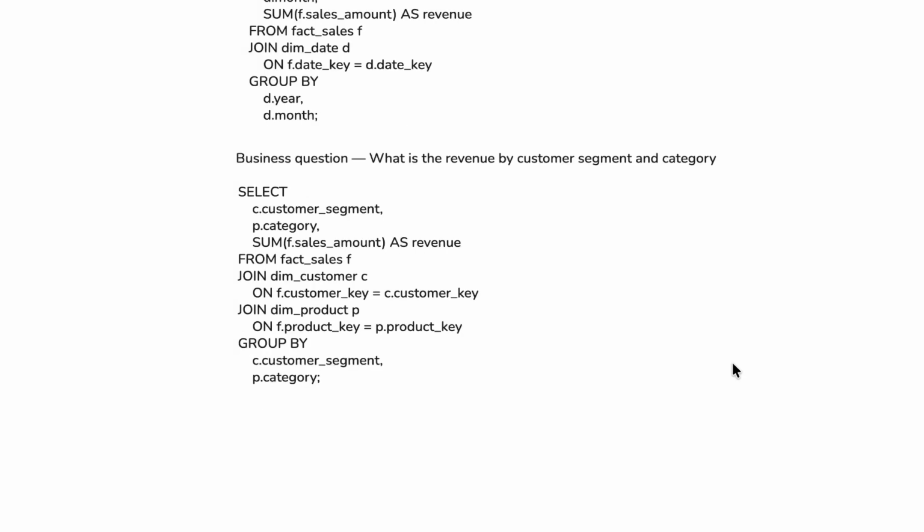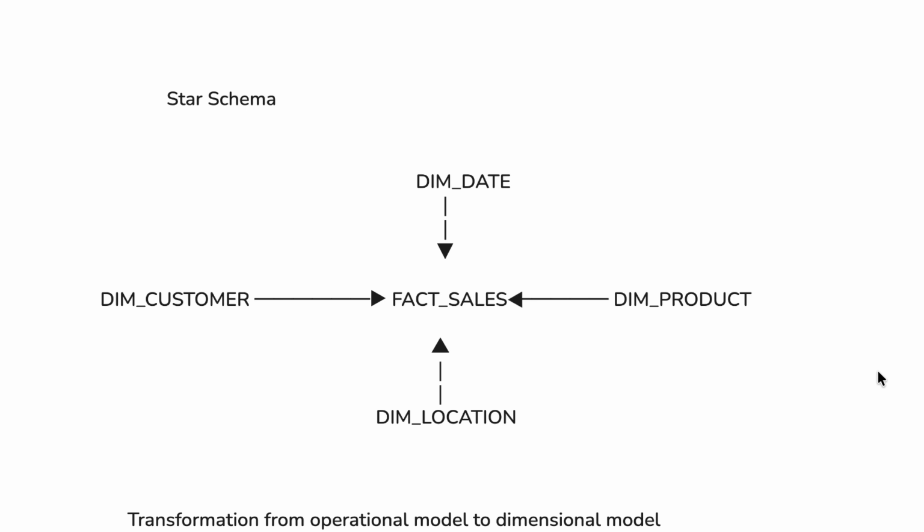Okay, let's look at the third business question. What is the revenue by customer segment and category? Here you can see dimensions can be combined. We are analyzing revenue by customer segment and product category. We could just as easily analyze sales by month and category, state and customer segment, brand and year, or many other combinations. Let's go back to the star schema for a minute.